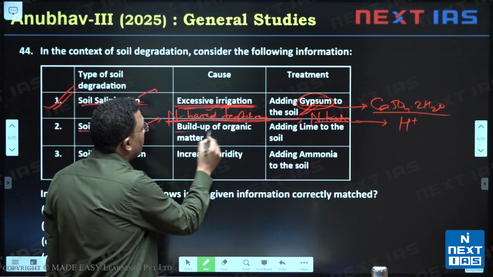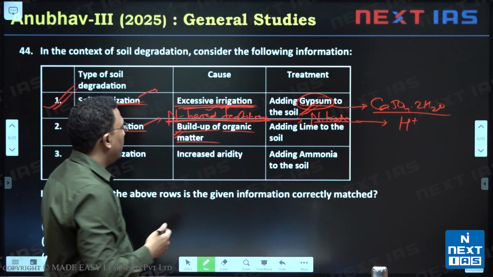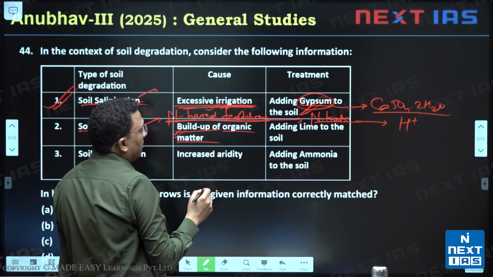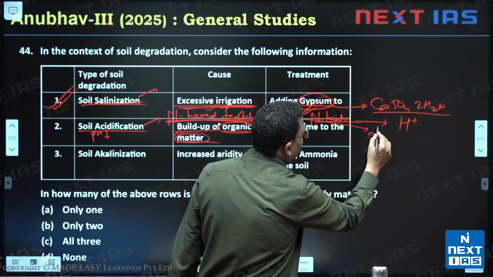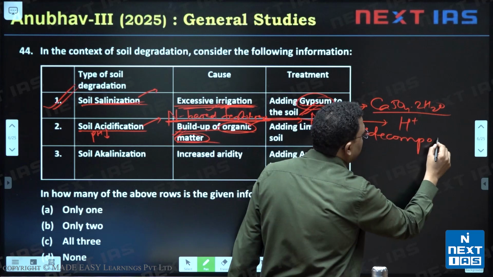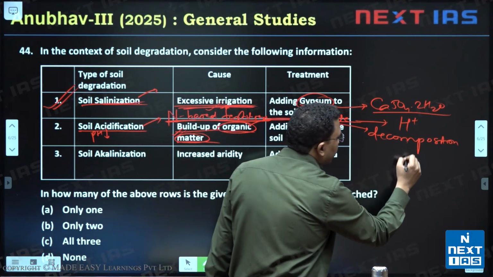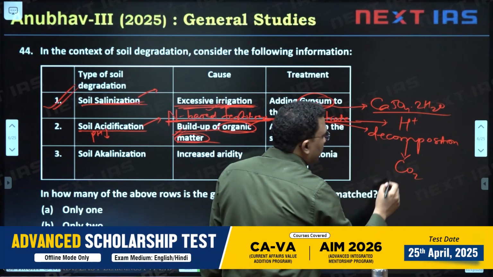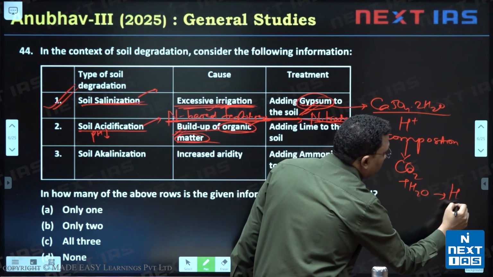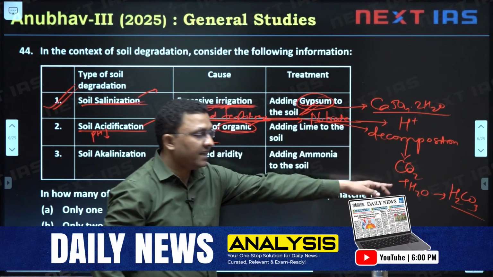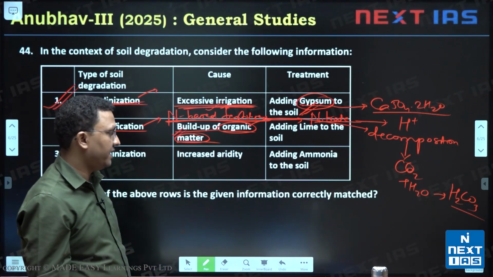Apart from that, buildup of organic matter is also a prominent cause of soil acidification, right? How? When there is a buildup of organic matter, the process of its decomposition releases CO2 gas, right? This CO2 gas then combines with H2O and forms carbonic acid, right? And this is acidic, so this makes the soil acidic. So this is also a prominent cause of soil acidification, right?